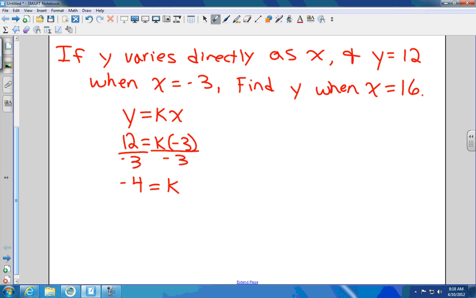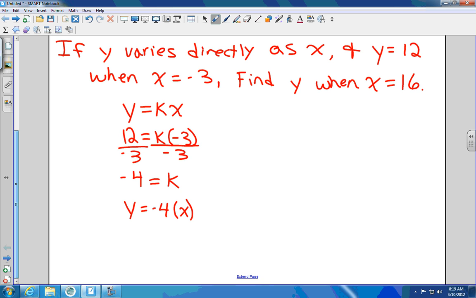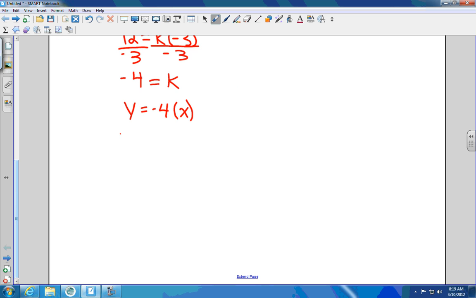No matter what numbers you put in for x and y, k is always going to be -4. So you could write your equation then, y equals -4x, because now we know that that's what k is. So we used the given information to find k. Now we can figure out what y is when x equals 16. So we just plug in the 16 for the x. So what do we get for y? -64. That is your answer.